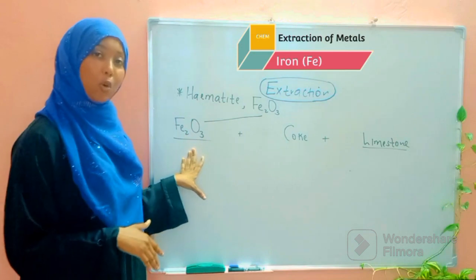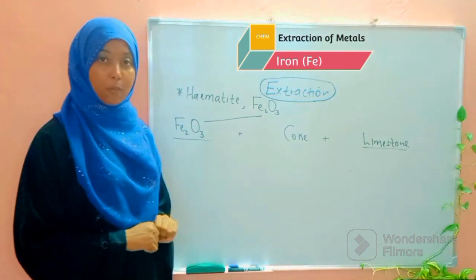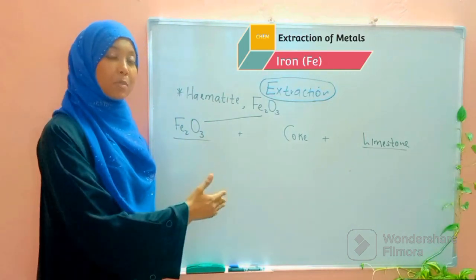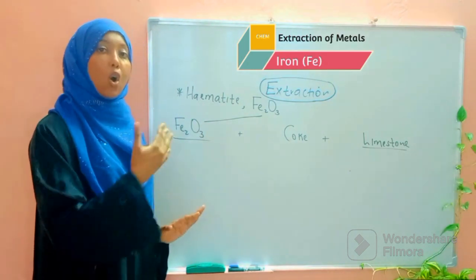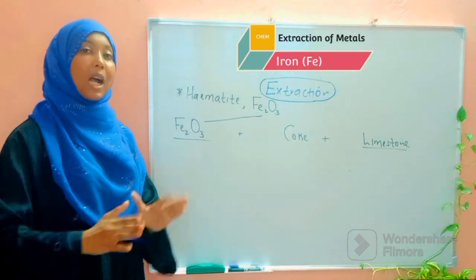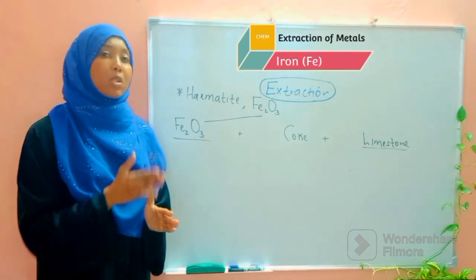So, our iron ore is mixed with coke and limestone. I'll be discussing the function of each of these three. Now, limestone is calcium carbonate. On heating, it decomposes to form calcium oxide plus carbon 4 oxide. Calcium oxide is very important in this.